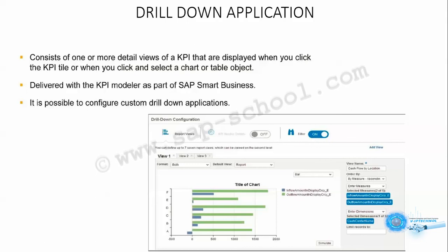If you can see in the screenshot here, in this configuration tile we can see the 3 view tabs. With the drill down configuration we can define up to 7 views for a KPI on the subsequent level. The help documentation of SAP Fiori contains extensive information on both of these tools if we are interested. We can go there and read it from there.